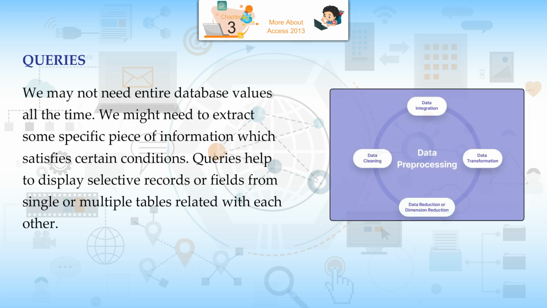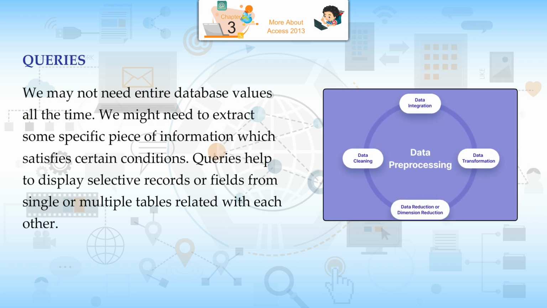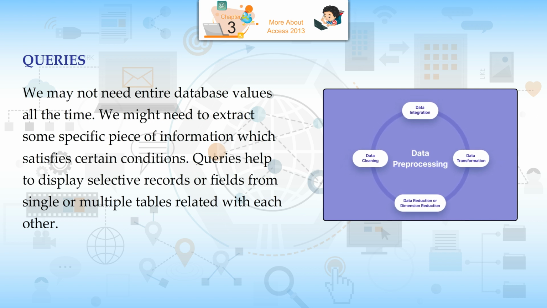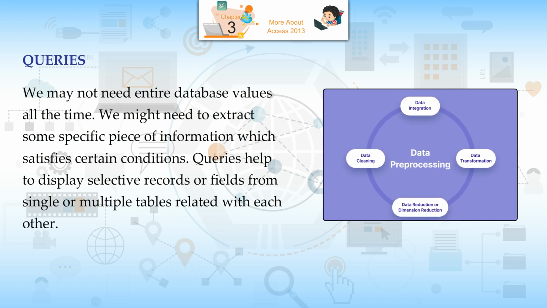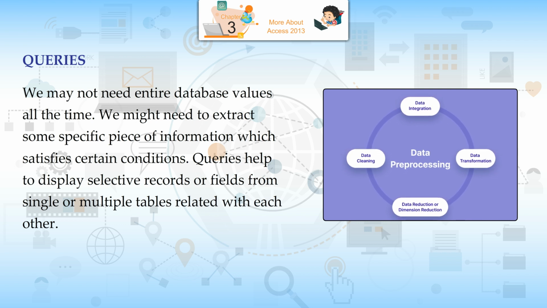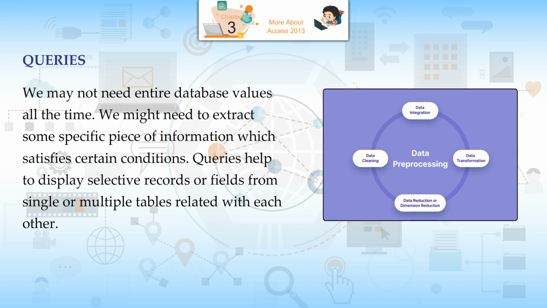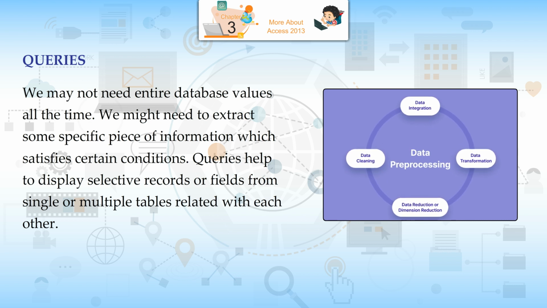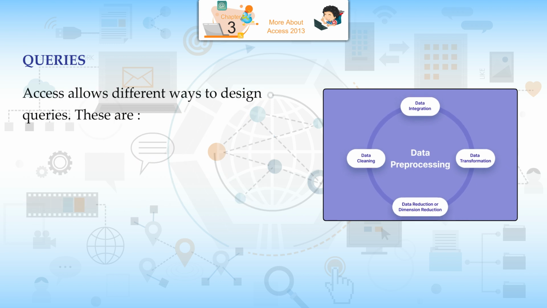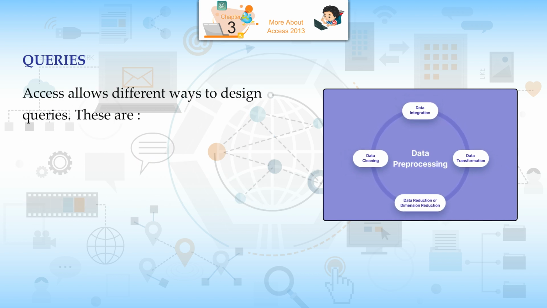Queries. We may not need entire database values all the time. We might need to extract some specific piece of information which satisfies certain conditions. Queries help to display selective records or fields from single or multiple tables related with each other. Access allows different ways to design queries.